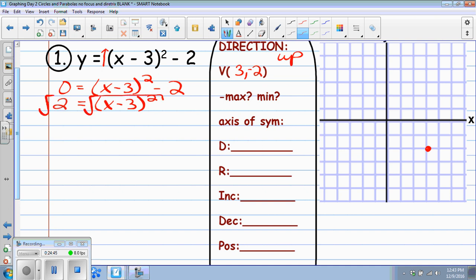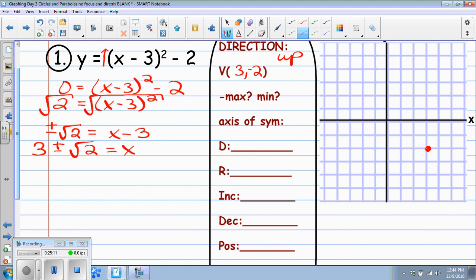Square root both sides. When I take the square root of both sides, I can't forget plus or minus. So, plus or minus the square root of 2 equals x minus 3. Last thing, add 3 to both sides. So we'll have 3 plus or minus the square root of 2 equals x.